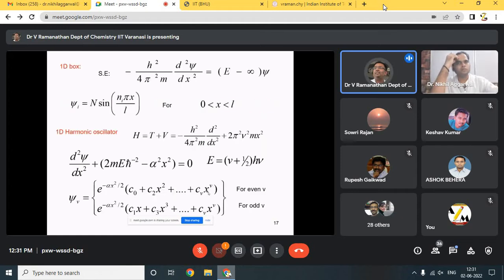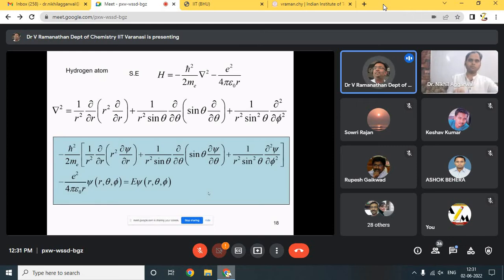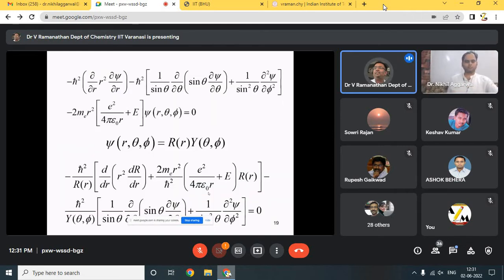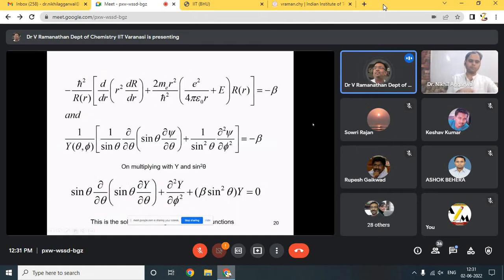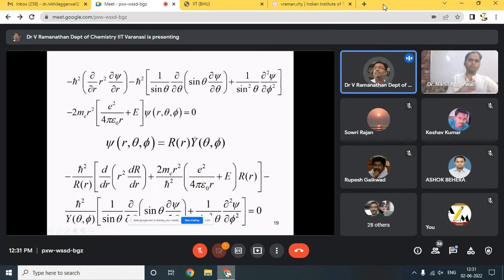So you have a 1D box model for which you solve the Schrodinger equation and you get the energy. Since this is not a class, I will not get into the solution part, but I'm just giving you a glimpse of how the solution looks for each of the model systems. This is for the hydrogen atom, and hydrogen atom has got two parts: the radial part, which is R of r, and the angular part, which is Y theta phi, which is called the spherical harmonic. R of r will be solved differently. Y theta phi will be solved differently. So you have different solutions.